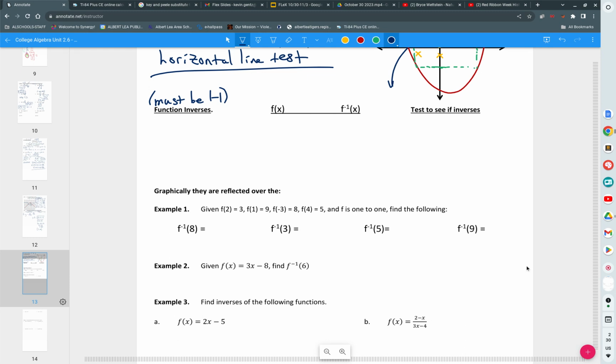All right, here we go. Function inverses. Here's what it means to have an inverse. This is what F inverse means. You're wondering what that thing means? It means that the domain becomes the range and that the range becomes the domain. That's what happens. It means that the x becomes the y and the y becomes the x.